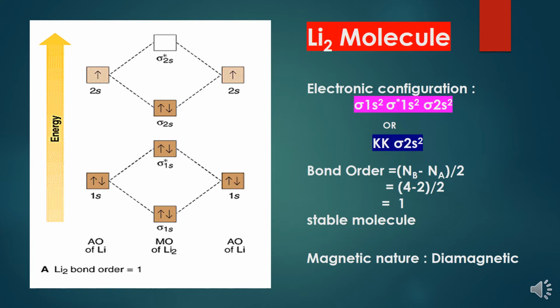Or it can also be represented like this: if we represent sigma 1s2 and sigma star 1s2 as belonging to the core K shell, we can also write the configuration as KK sigma 2s2. Bond order will be 4 minus 2 by 2 is equal to 1, as 4 electrons are present in bonding molecular orbitals, sigma 1s and sigma 2s, whereas only 2 electrons are there in anti-bonding sigma star 1s. Hence bond order will be 1. It's a stable molecule, diamagnetic in nature as electrons are paired.